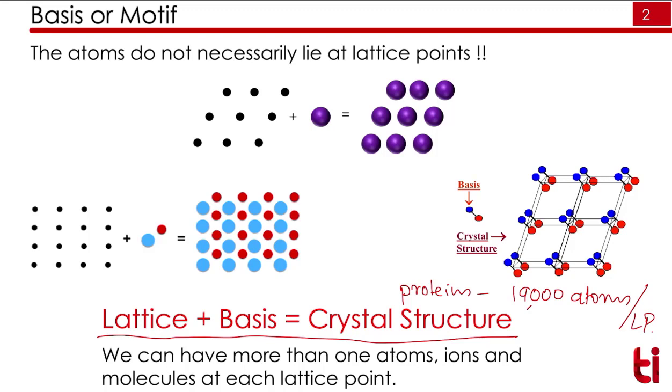Another point is that atoms may not necessarily lie at the lattice point. It means that the center of the atom and the center of the lattice point may not necessarily match. There can be a difference as shown here. This is the lattice point and these are two atoms attached to that particular lattice point. So how can you find out the basis? You just have to find out the number of different atoms attached to that lattice point. That will give you the basis or motif.